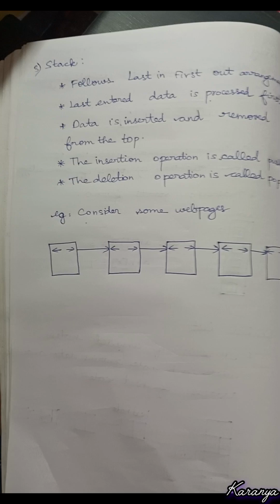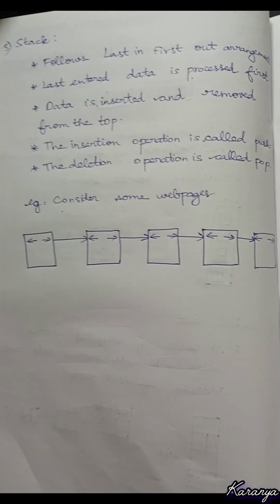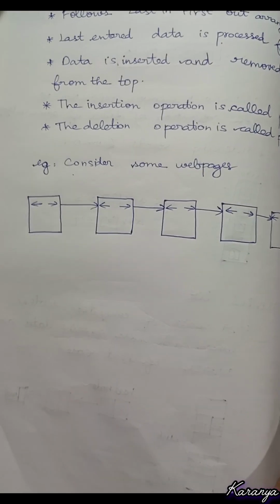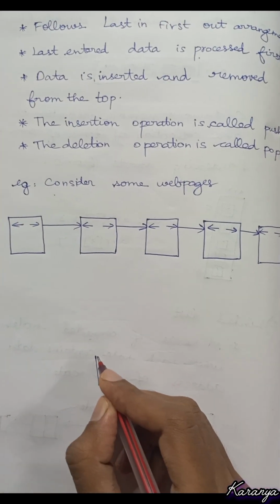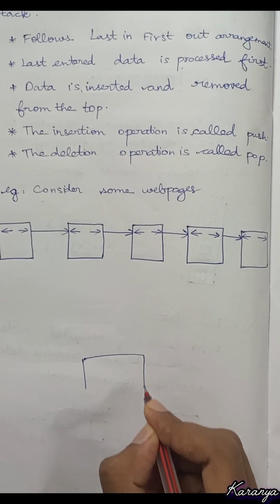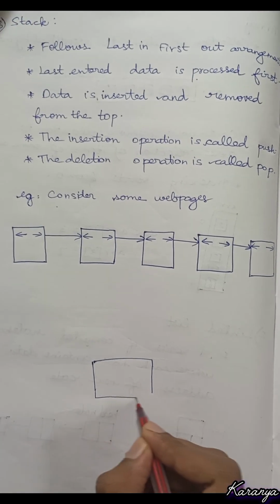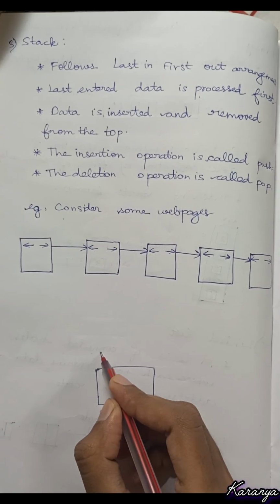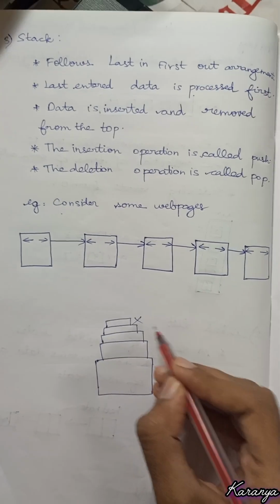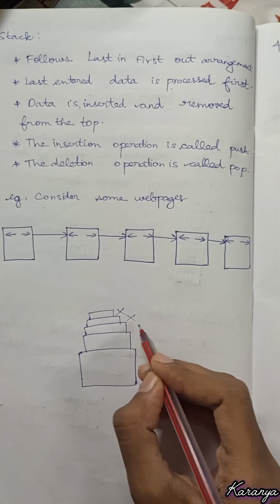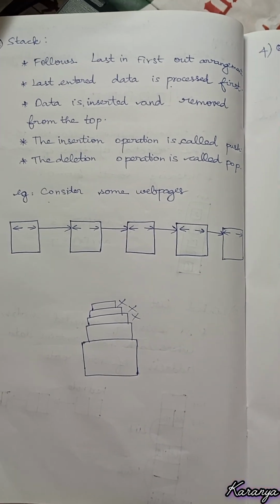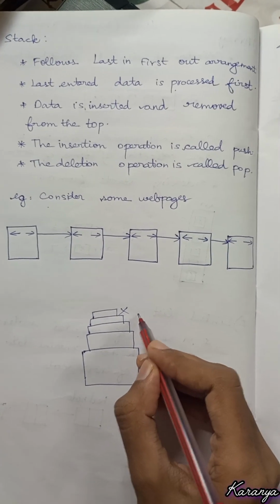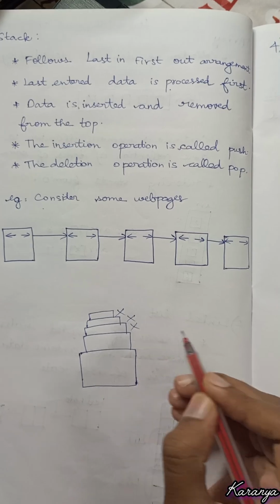Now for a stack, let us consider this as some web pages, and if we click the enter link, it will be added to the stack one by one, and if we click the back button, we can take out the stack's first element. So here the last entered data is processed first. It follows the last in first out arrangement. The insertion operation is called push and the deletion operation is called pop. Here I have given a cross mark for the last data as it is processed first, followed by the previous ones.